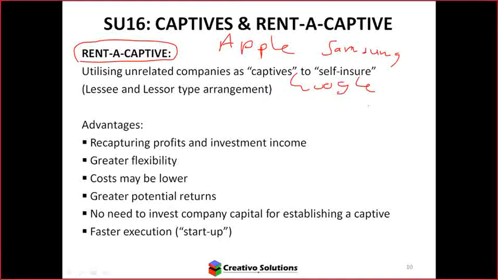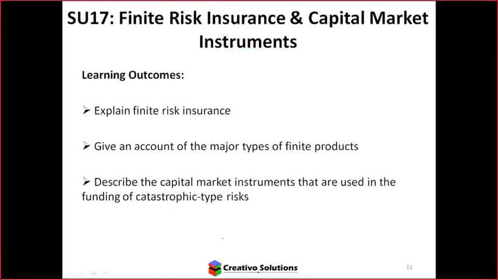And if the company is too small and can't afford to create a captive, they can still utilize a different company's captive, because it creates a benefit for the business. They don't have all the pain, the admin or the red tape of creating this business, but they can still enjoy all the benefits. Right, so the advantages here: recapturing profit and investment income, greater flexibility, lower costs, greater returns, no need to invest, faster execution. Similar benefits to what we saw in the previous one.